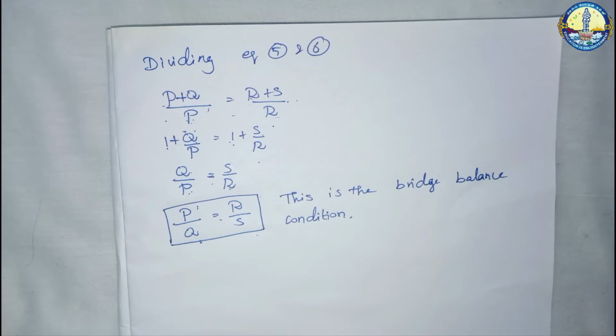Suppose we know the value of two adjacent resistances, the other two resistances can be compared. If three resistances are known, the value of the unknown resistance, that is the fourth one, can be determined by using this comparison, by using this condition.